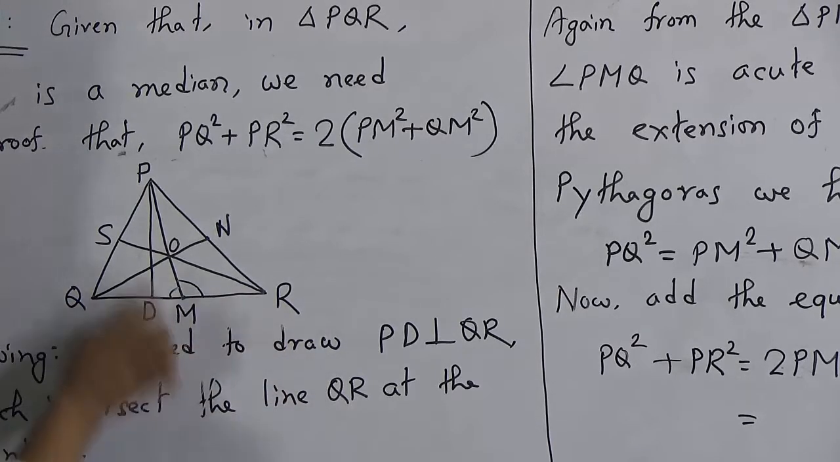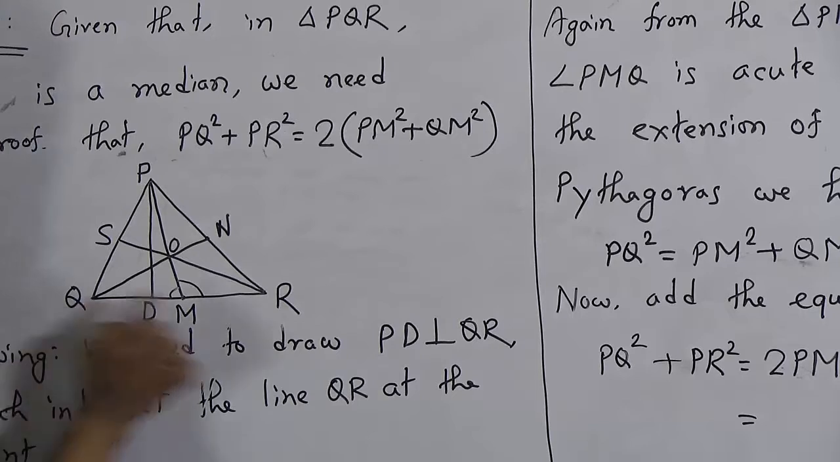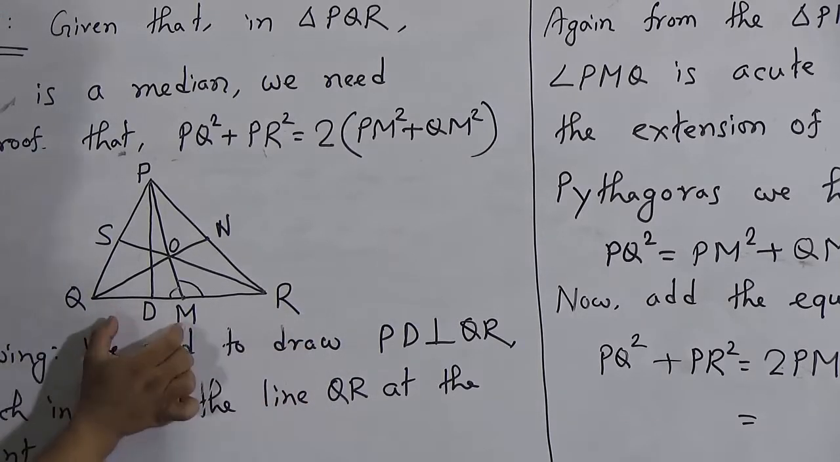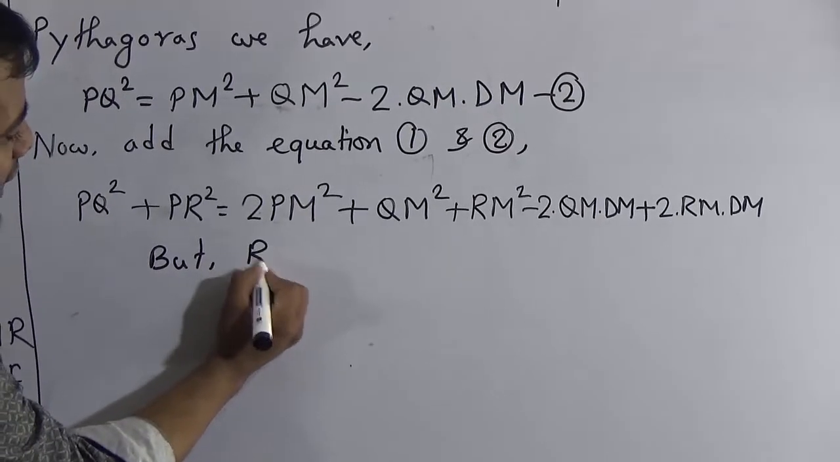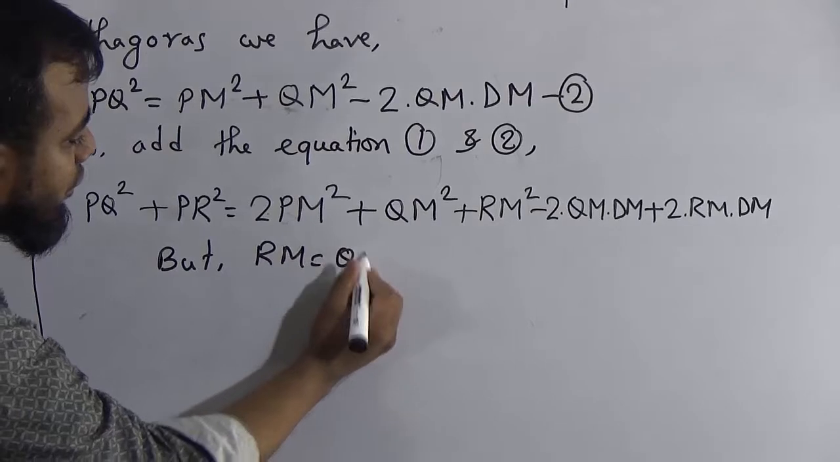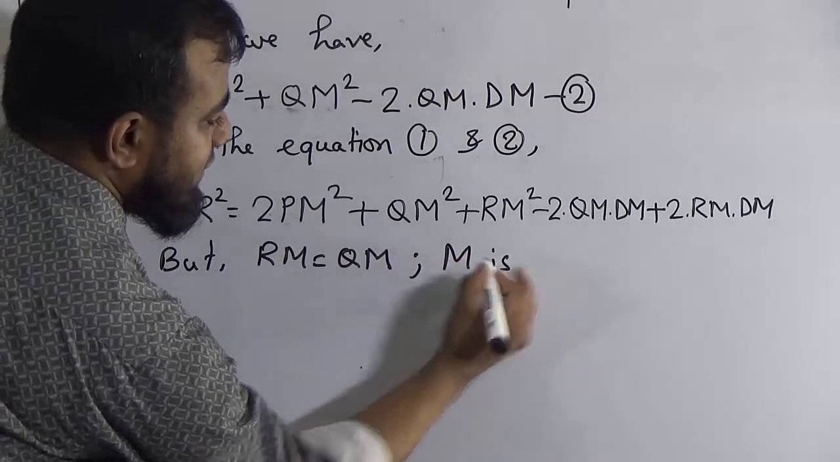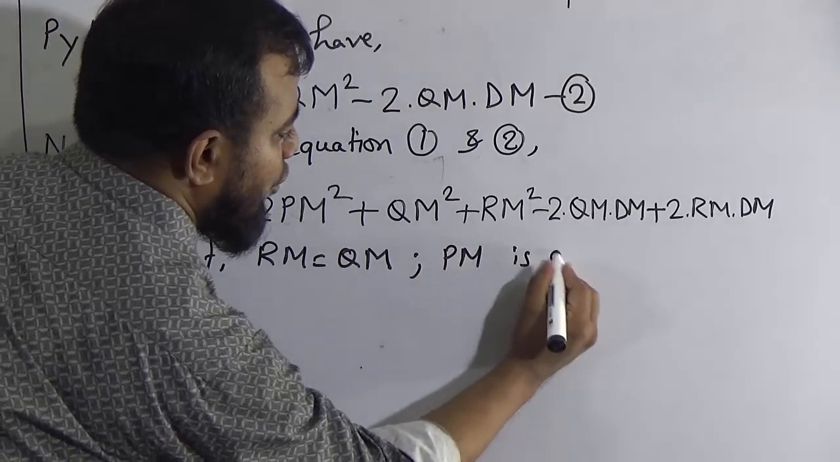Why is M the midpoint? Because PM is the median of this triangle. PM is one of the medians of this triangle. That's why M must be the midpoint of QR. That's why you can write RM equal to QM. Okay, write it down. RM is equal to QM, because PM is a median.